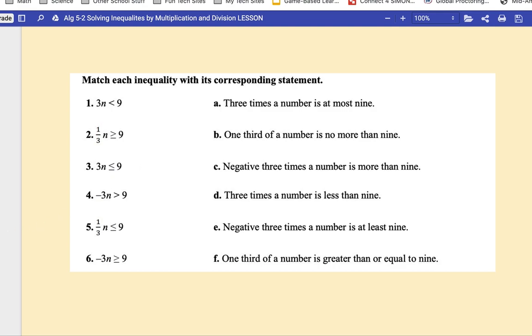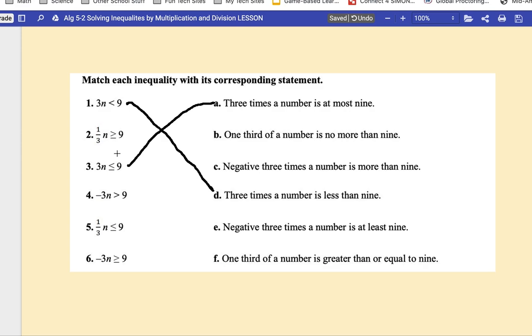All right, so what's nice about that is not only do we know that this one goes here, but we also know that this one right here, number 3, goes with A. So you've got 3 times the number is less than 9. D matches up with 1, and A matches up with number 3.